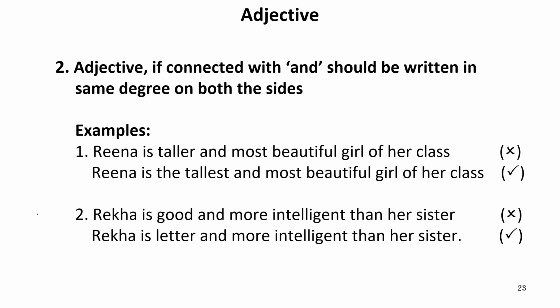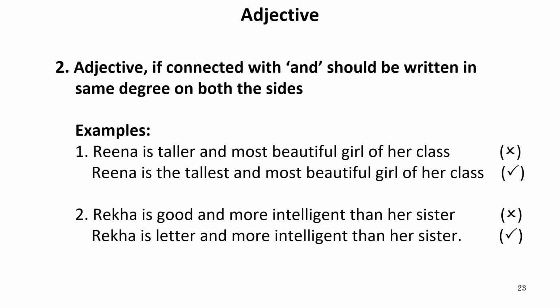Now let us move to the next one. An adjective, if connected with and, should be written in the same degree on both sides. Whenever we have and in between, and on both sides of and we are using adjectives, both of these adjectives should be in the same degree.